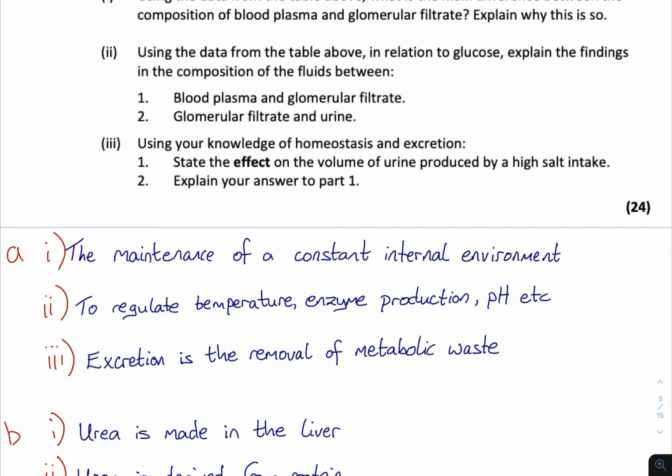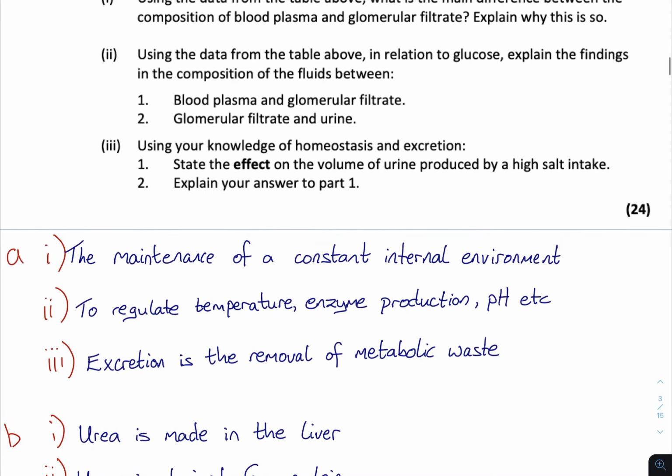Generally, whenever we talk about temperature or pH for the body, it always goes back to enzymes. Now, why do we need it? Well, it's there to regulate temperature, enzyme production, pH, as I said. There's a host of different answers you could say for that one. And then excretion. Excretion is the removal of metabolic waste. You can say from the body, you can say from the cells, it doesn't matter as long as you say removal of metabolic waste. That's really important that you put the word metabolic in there.